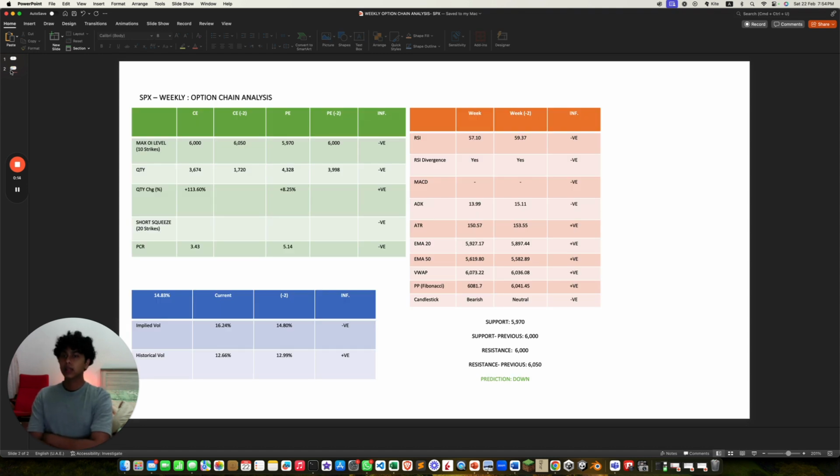The max OI level is 6,000. The max OI level for CE and PE has decreased, which is negative. Quantity is higher for PE, which is negative. Change is higher for CE, which is positive. Short squeeze, it seems it has not saved, but let me fix that. Seems the version history didn't load. Regardless, the value was higher for PE, which is negative.